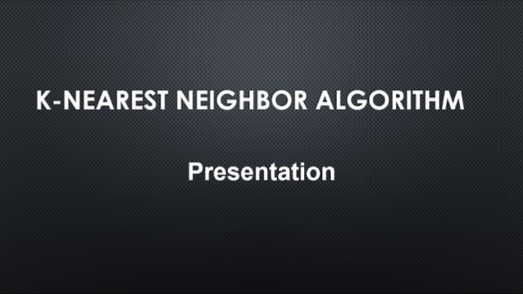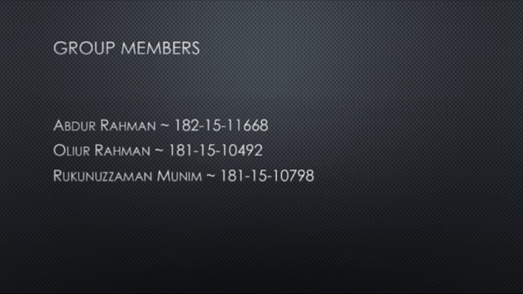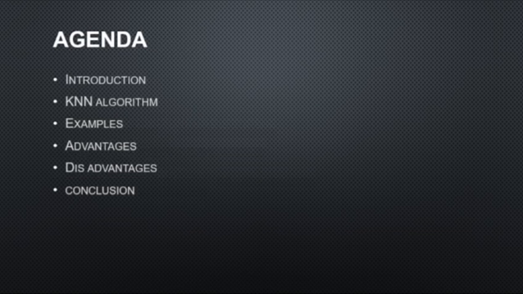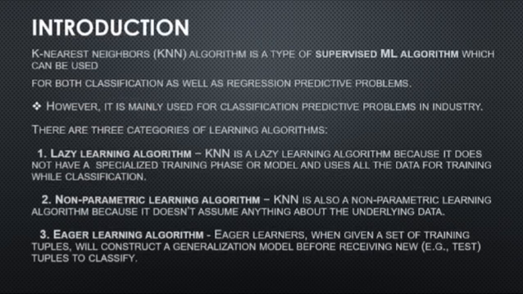So our presentation topic is KNN, the K nearest neighbor algorithm. Here are our group members: me, Oliur Rahman, and Rukunujaman Munim. Here is the agenda. We have the topics: introduction, KNN algorithm, examples, advantages, disadvantages, and conclusion.